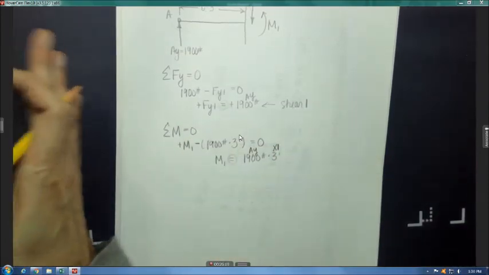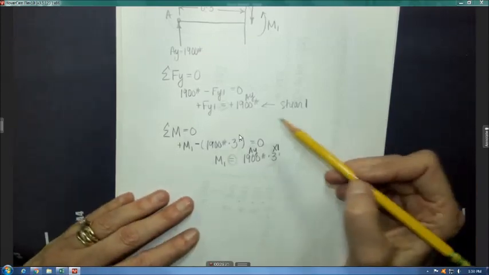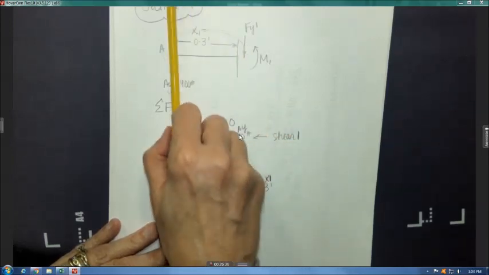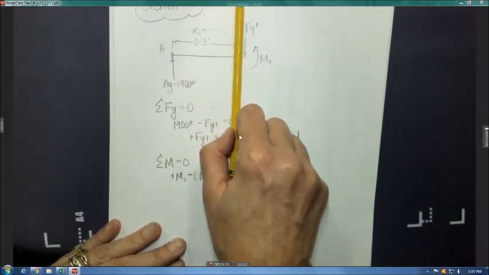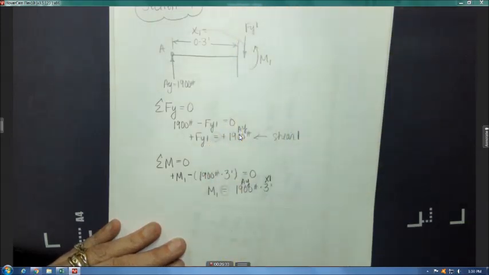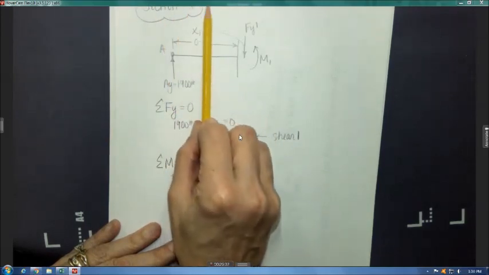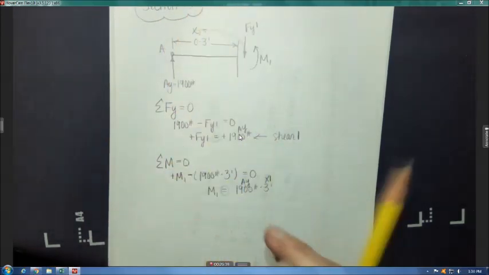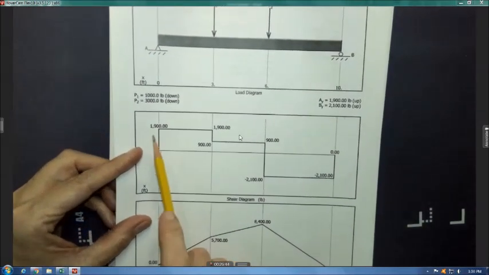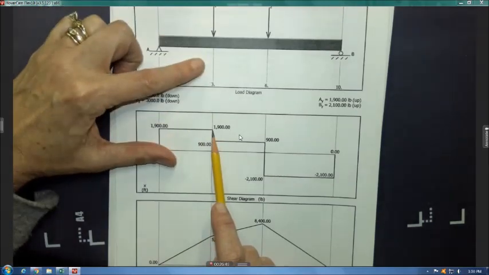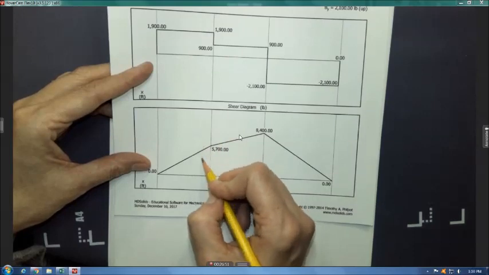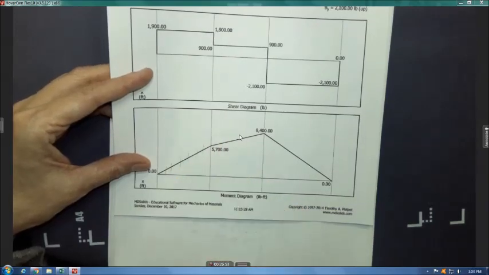Remember, I can put in any value that I want. Now, the shear is not dependent on how far along here I am. That shear of 1900 will be the same until I hit my next force. But my moment value is dependent on a distance. So it changes as I go along, as seen on the moment diagram. Okay? So here my 1900 remains the same until I hit P1. Here my moment is going to increase.